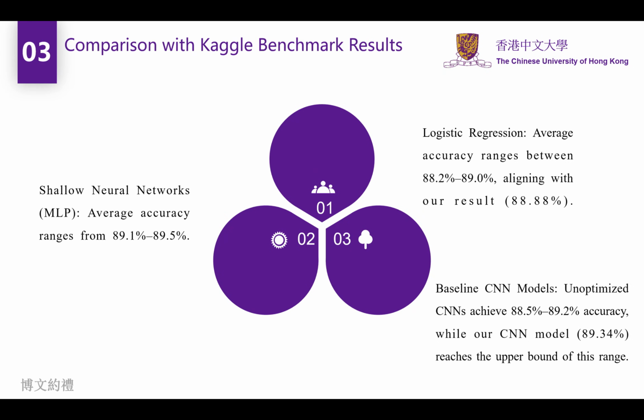Comparison with other benchmark results: logistic regression average accuracy ranges between 88.2% to 89%, aligned with our result. Shallow neural networks average accuracy ranges from 89.1% to 89.5%. Baseline CNN models on IMDB achieve 88.5% to 89.2% accuracy, while our CNN model reaches the upper bound of this range.